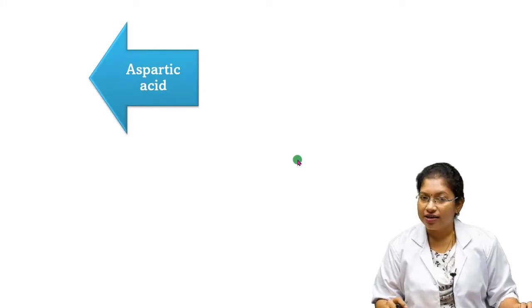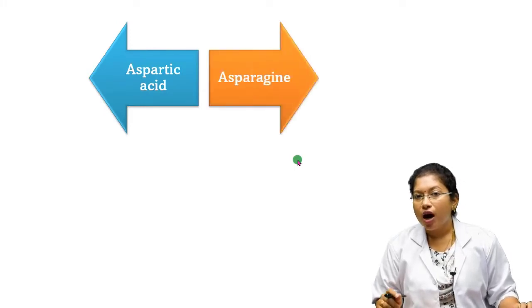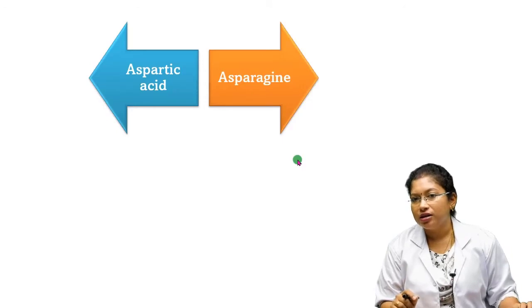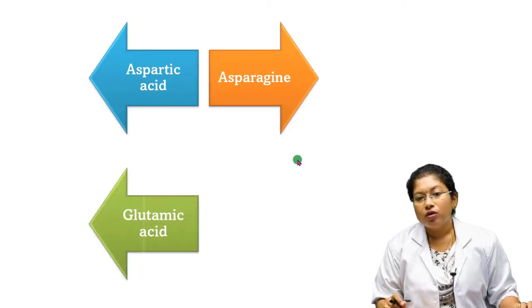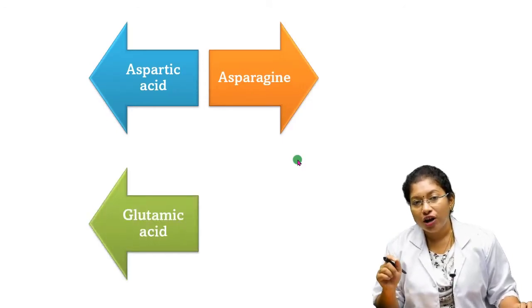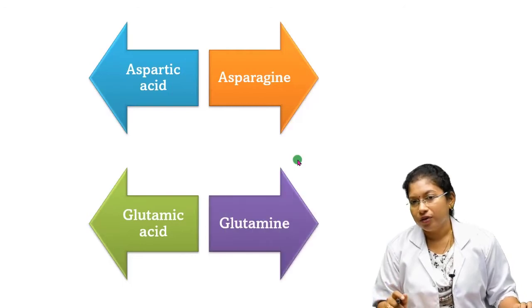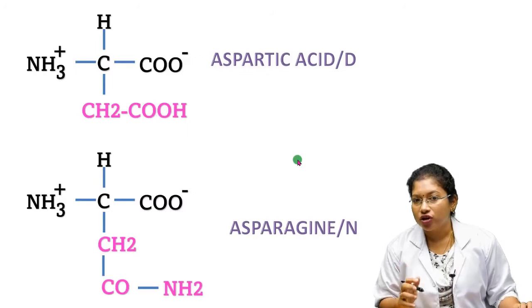So what are the acidic amino acids in our body? It is aspartic acid and glutamic acid. The respective amide of aspartic acid is asparagine. What is the respective amide of glutamic acid? It is glutamine. So how are they formed? Before that, we'll see the structures.